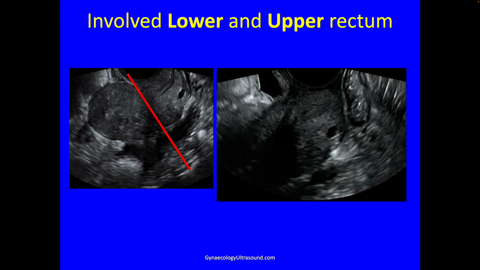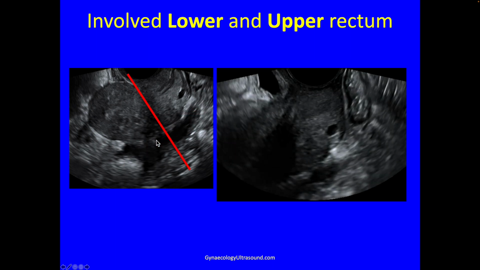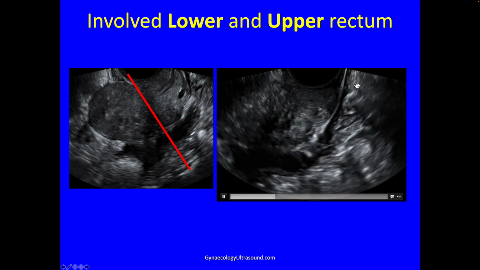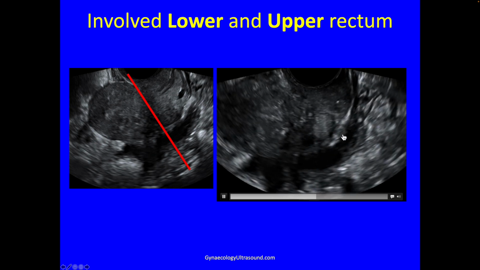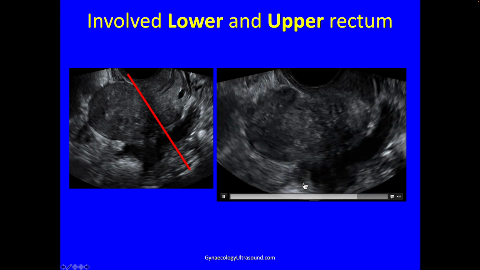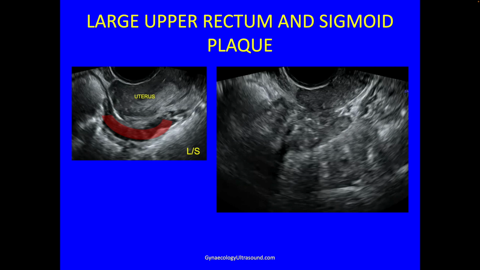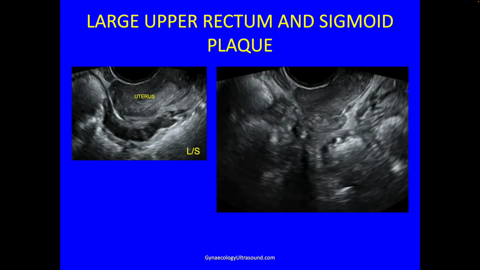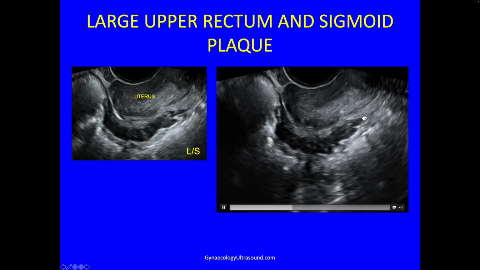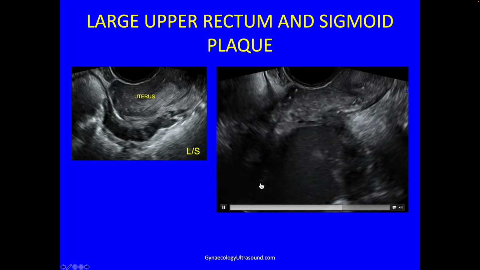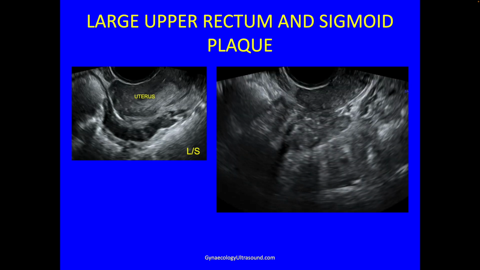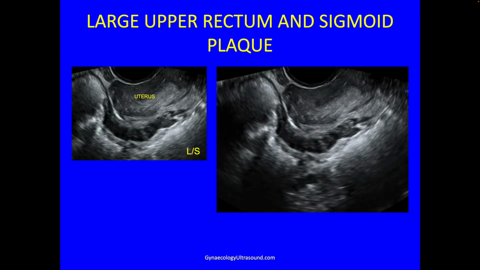This one involves the lower and the upper, because the line through the internal os to the torus, point of attachment of the uterosacral ligaments, defines lower rectum and upper rectum. And so in this video clip you can see, again, track muscularis as you enter the vagina, and then there's this big plaque that goes right across the level of the torus. This person had a very large upper rectum and sigmoid plaque of endometriosis. You can see it starts below the level of the fundus, but it goes up and over. There's a big ovarian endometrioma there as well. So this one goes up and over.